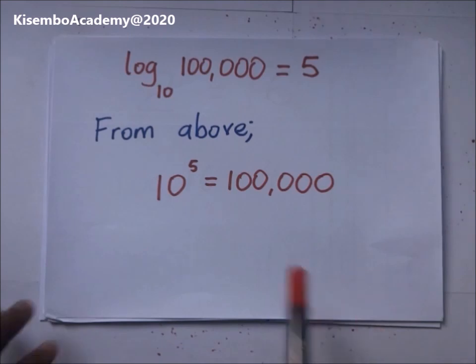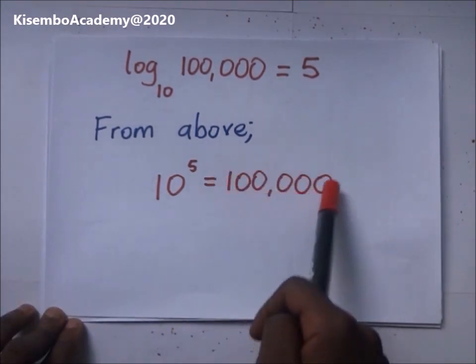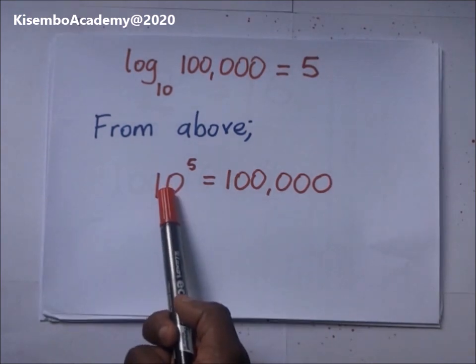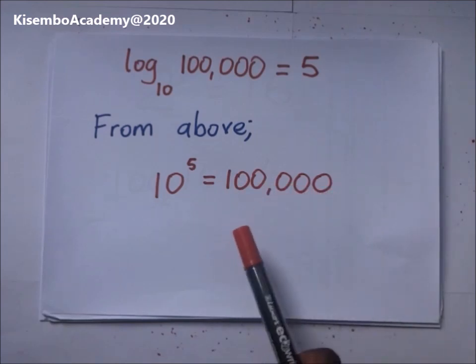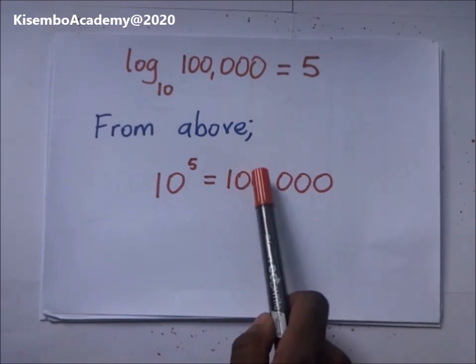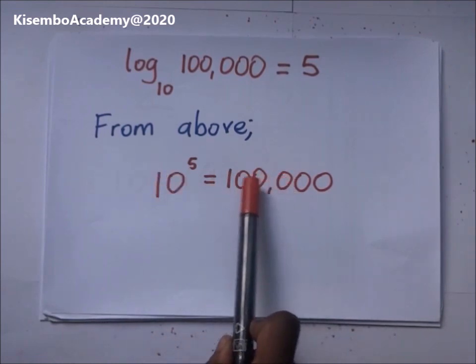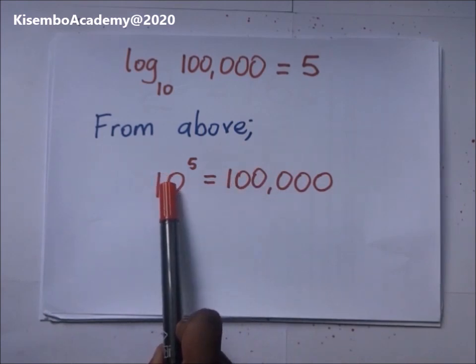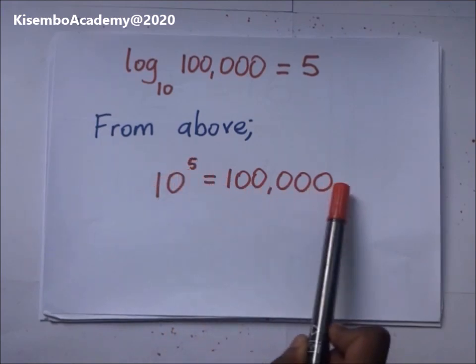Take a look at this number. This is 100,000. From our definition, what is the logarithm of 100,000? Now the logarithm of 100,000 is going to be the power to which 10 must be raised for us to be able to get that number. If you look at 100,000, it has 1, 2, 3, 4, 5 zeros. Now to what power should we raise 10 so that we are able to get 100,000? Of course, we are supposed to raise 10 to the power 5. If we raise 10 to the power 5, then we'll be able to get 100,000.